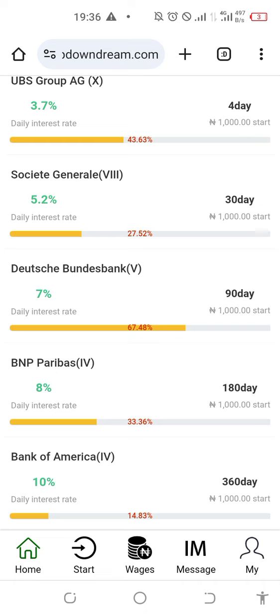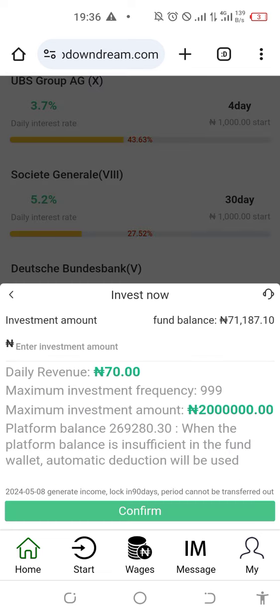It's saying the minimum to start is 1,000, so you can put 1,000 there. Let me click on it. You can put a minimum of 1,000, but the maximum investment amount is 2 million naira. You cannot put more than 2 million naira. The maximum investment frequency is 999 times, so you can do this as many times as possible. You can do once, twice, up to 200 times, up to 999 times.